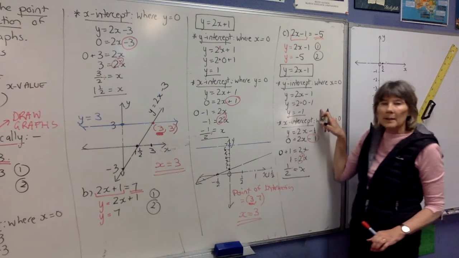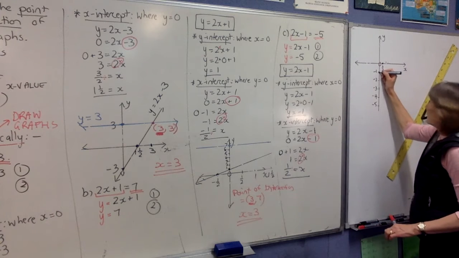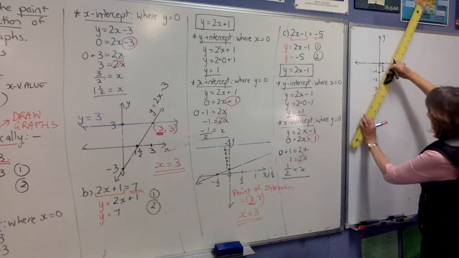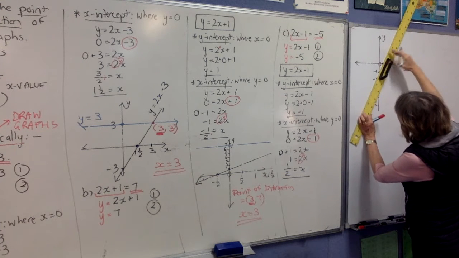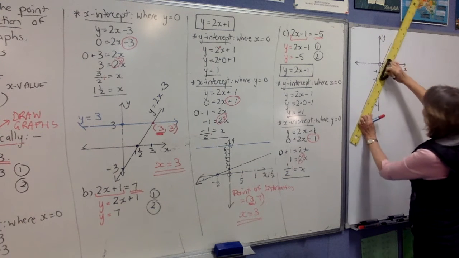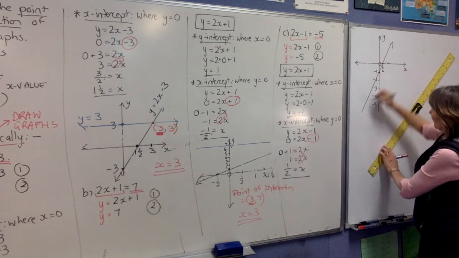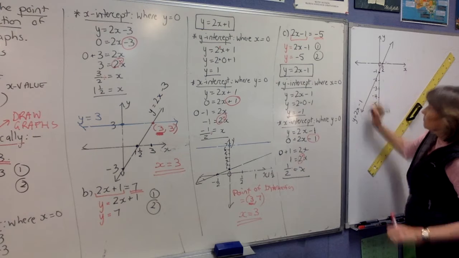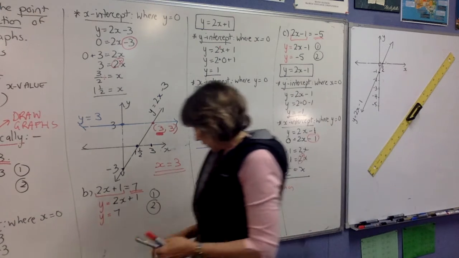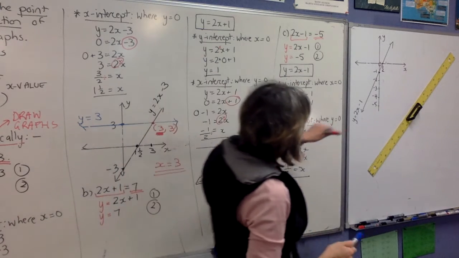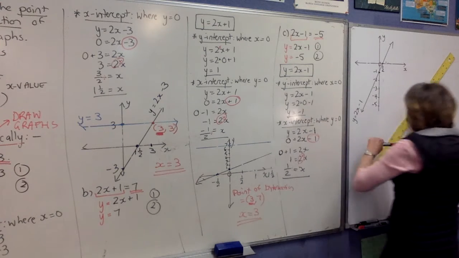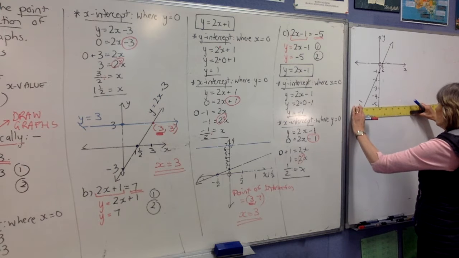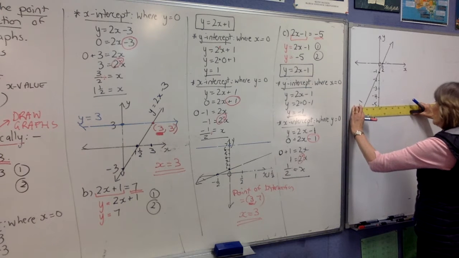Alright, so our y-intercept here is -1. Our x-intercept is a half. So I can join those 2 points up now and make my line. Okay, that's the first one. That's y equals 2x minus 1. Now y equals -5, I'll do with my blue pen. Here's -5. I'm going to go straight through it. And this is going to be my horizontal line.